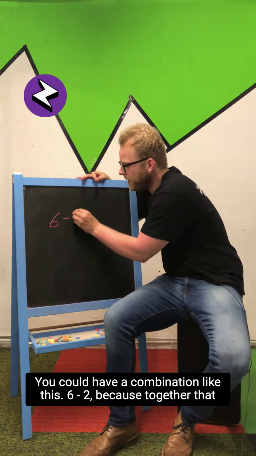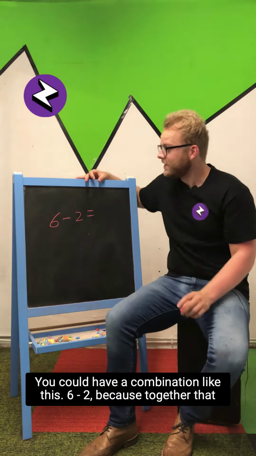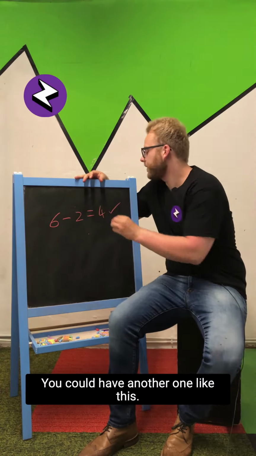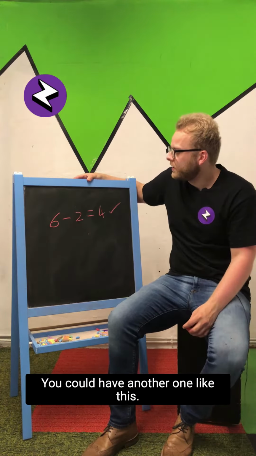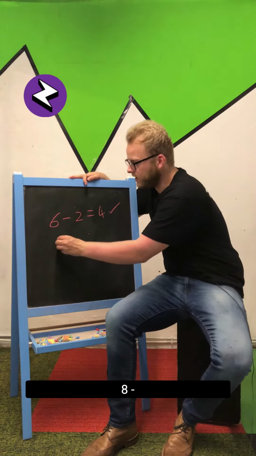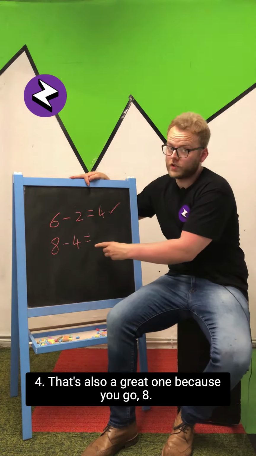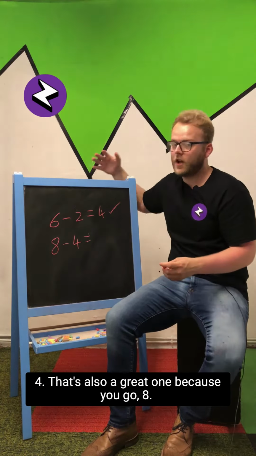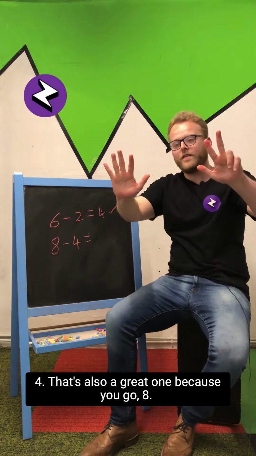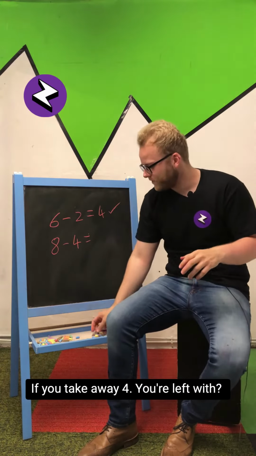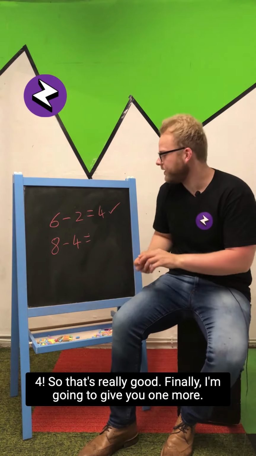So you could have a combination like this. 6 take away 2, because together that equals 4. So that's a great one, okay? Or you could have another one like this. You could have 8 take away 4. That's also a great one, because you go 8, if you take away 4, you're left with 4, aren't you? So that's really good, okay?